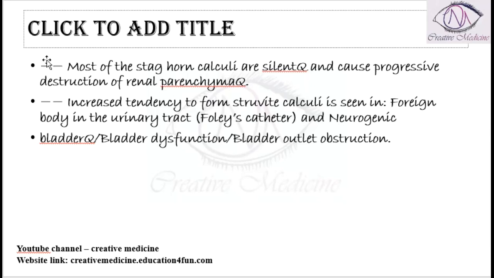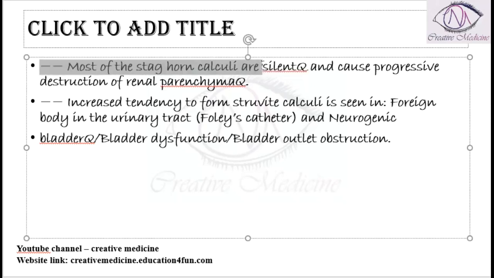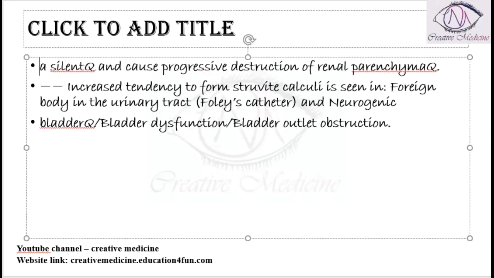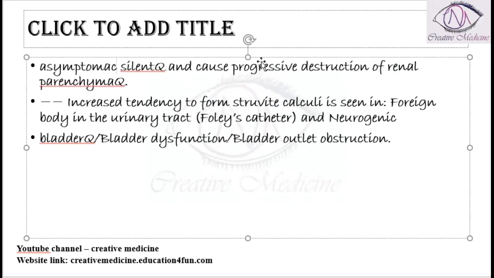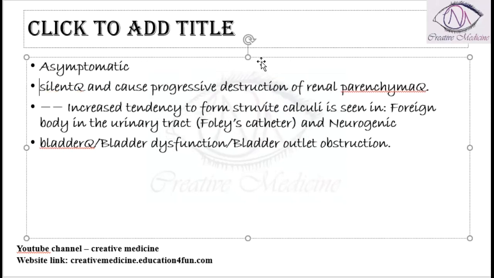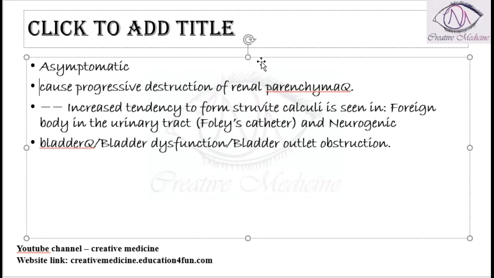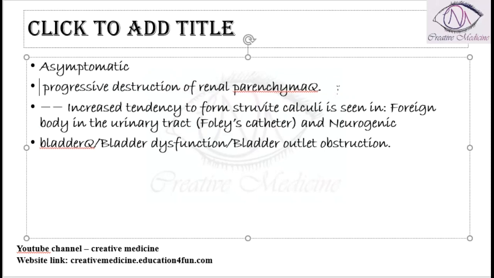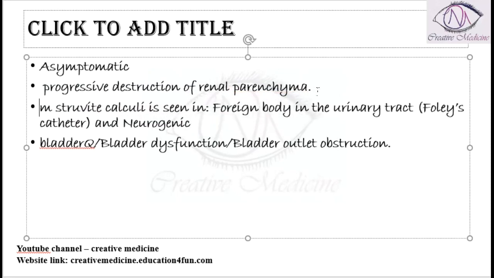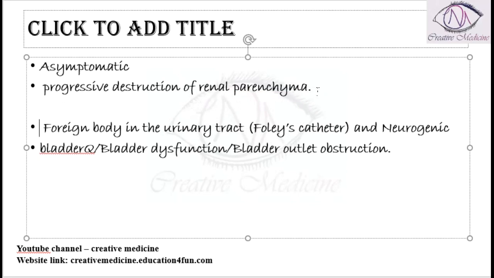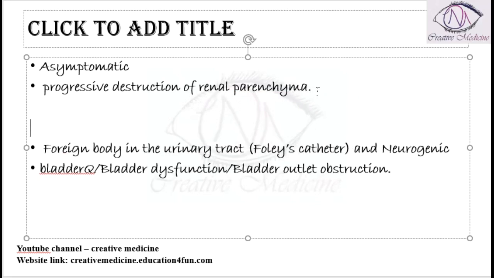These struvite stones are mostly silent or asymptomatic, and slowly they cause progressive destruction of the renal parenchyma. And what are the causes or conditions where there is increased predisposition to struvite stones? So, causes or risk factors of struvite stones.